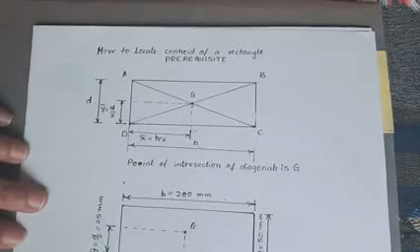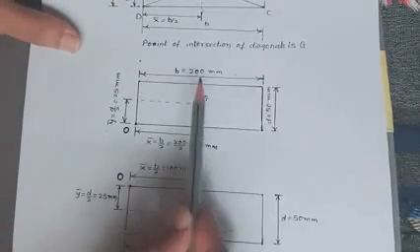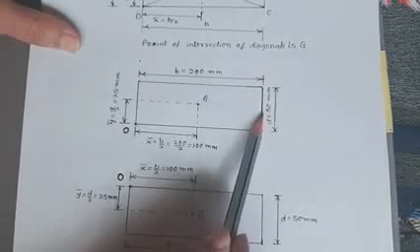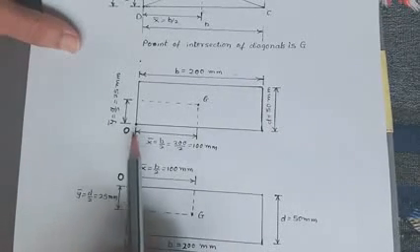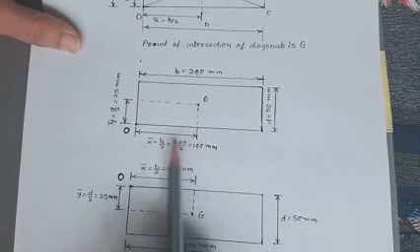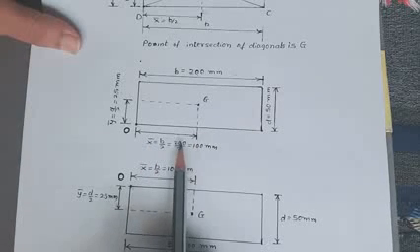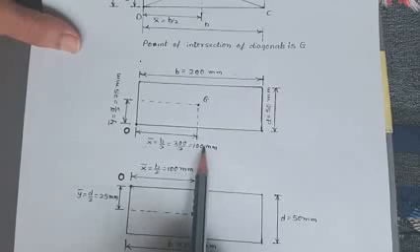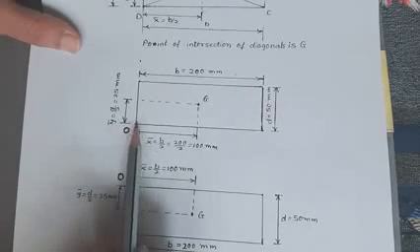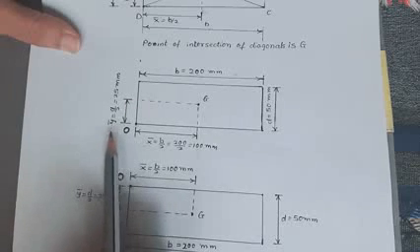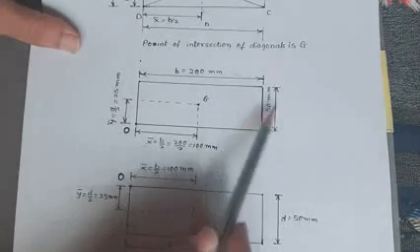Now if I give some dimensions to this rectangle, suppose B is equal to 200 and D is 50. This is the centroid G and this is the point O. Then from O up to G, this distance is x bar and it is 200 by 2, that is 100 mm. And if the vertical dimension is 50 mm, then the vertical distance OG is y bar, which is D by 2, that is 25 mm, half of 50.